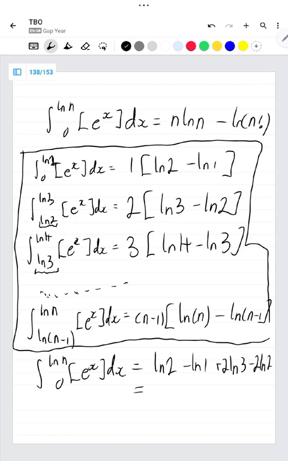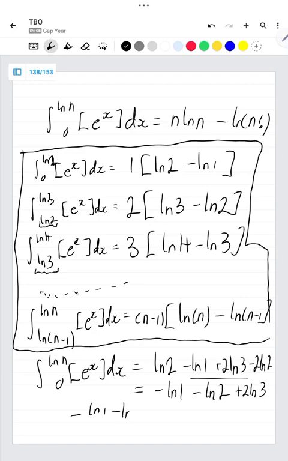Okay, let me try just doing each manually. Log 2 minus log 1, then plus that. Okay, plus 2 log 3 minus 2 log 2. So that'll give me minus log 1 minus log 2. Yeah, I think that's it. Yeah, that's right. What about if I did the first thing?